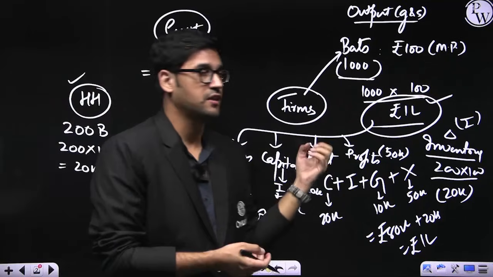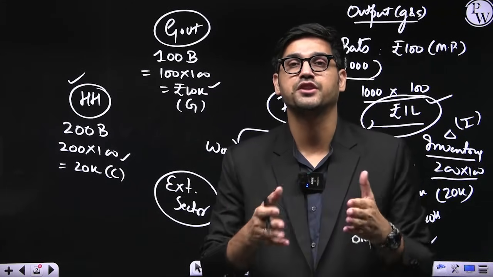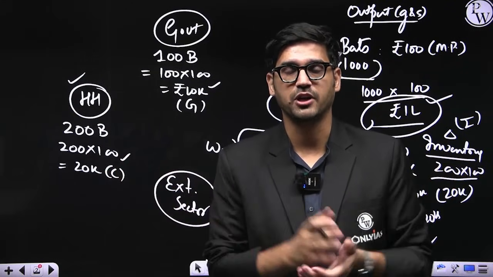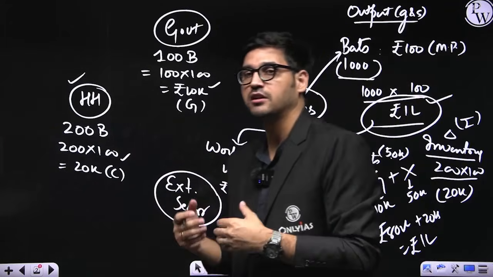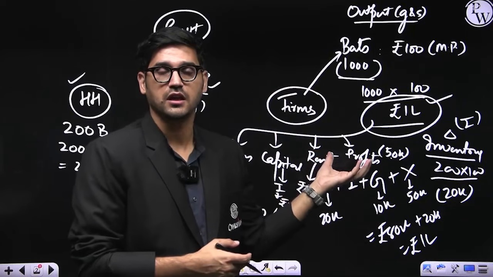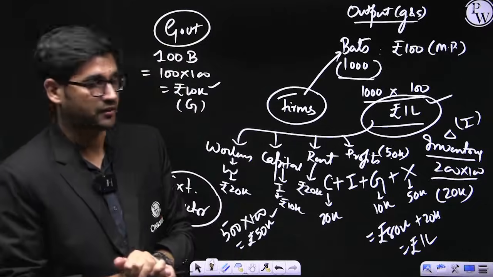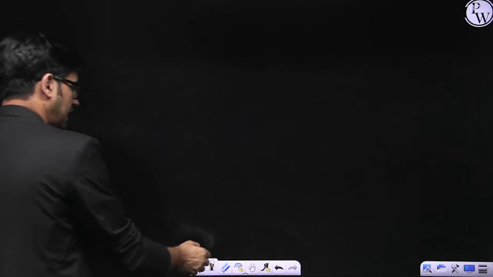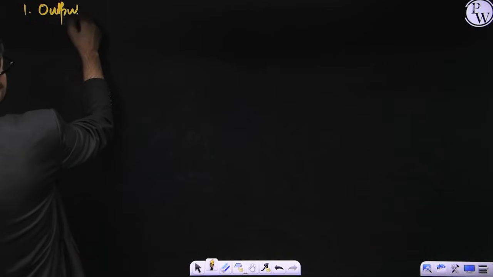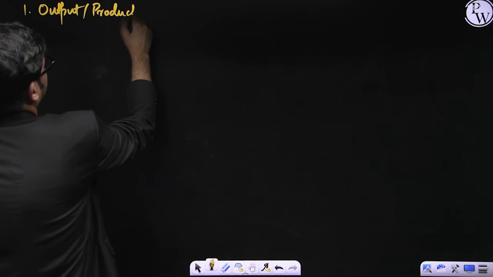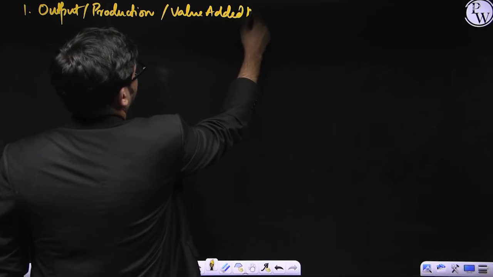And the third method is that when these goods and services were sold, the firms would have received a revenue, and revenue would have been distributed as incomes to various factors of production, including the entrepreneur. So if we add up the incomes which were distributed for the production of these goods and services, we will be able to arrive at the same value, which is 1 lakh rupees. These are the three methods. The first method, like I said, is called the output method, also called the production method, also called the value added method.